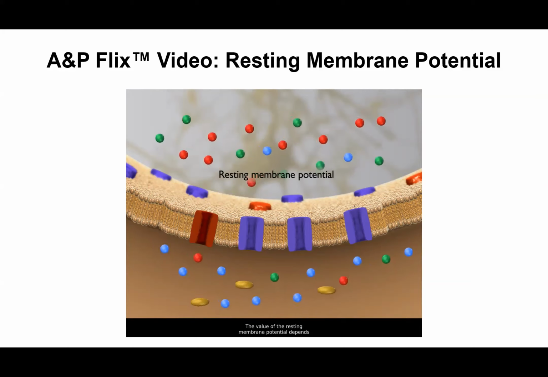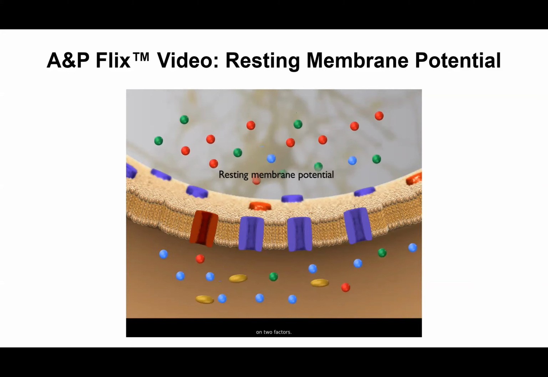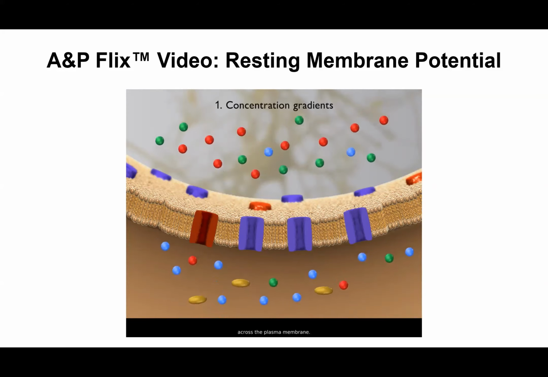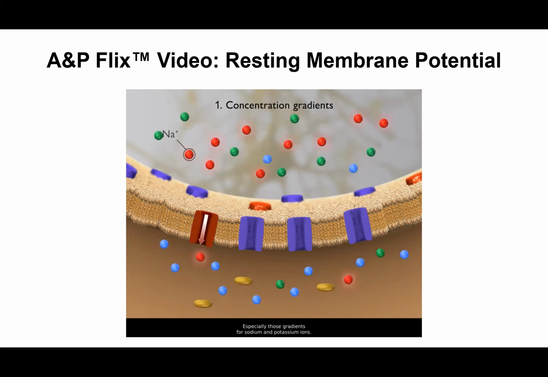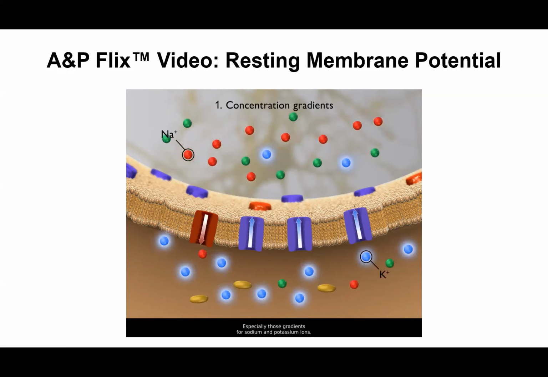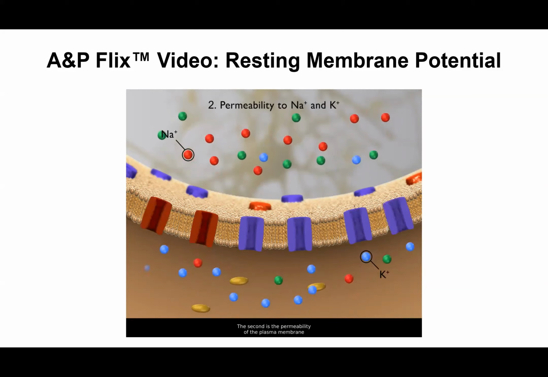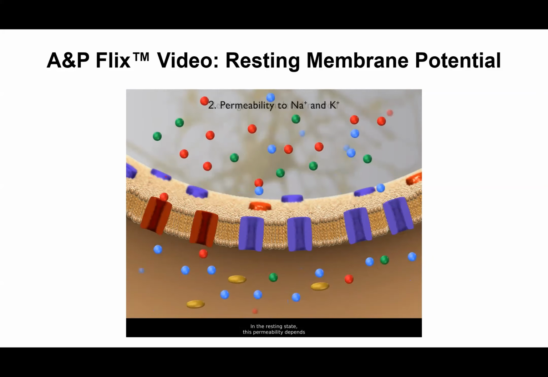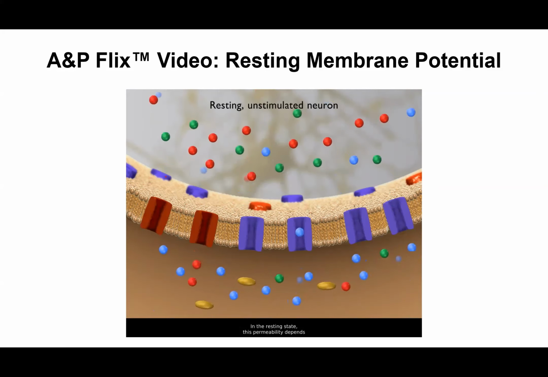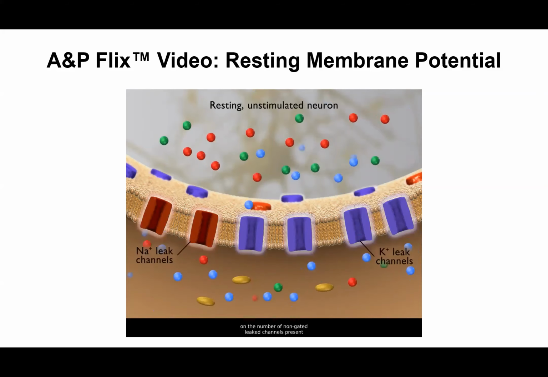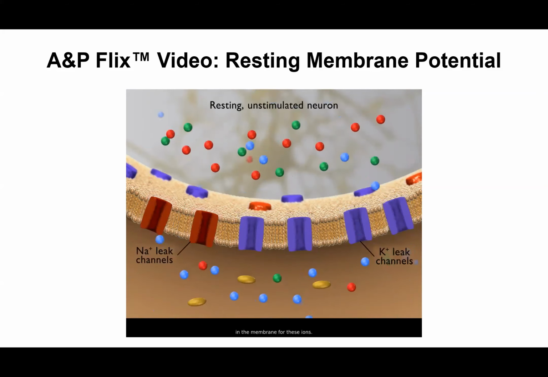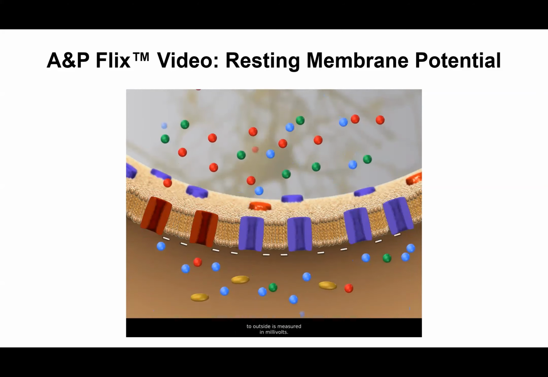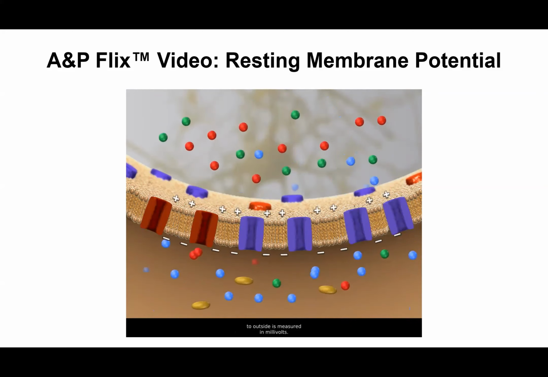The value of the resting membrane potential depends on two factors. The first is the presence of concentration gradients across the plasma membrane, especially those gradients for sodium and potassium ions. The second is the permeability of the plasma membrane to sodium and potassium. In the resting state, this permeability depends on the number of non-gated leak channels present in the membrane for these ions. The magnitude of the resting membrane potential, inside relative to outside, is measured in millivolts using a voltmeter and 2 electrodes.